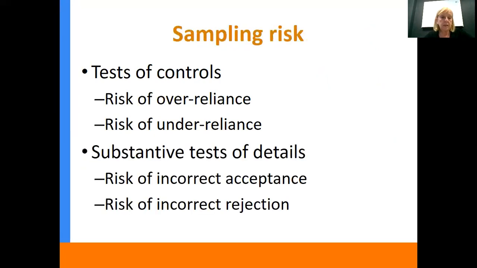When it comes to substantive tests of details, then if we're talking about sampling risk, it's the risk of incorrect acceptance. I've said that the balance is correct when actually it isn't, or I've said that the transactions contain no material misstatement, but actually they do. And the opposite of that is I've said that there are a whole lot of misstatements there because my sample was full of them, when in fact the whole population shows very few. And it just so happened that I picked out some that did.